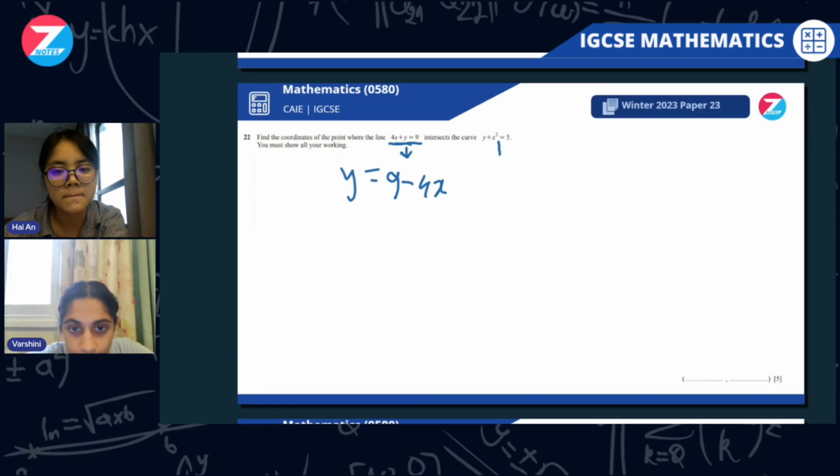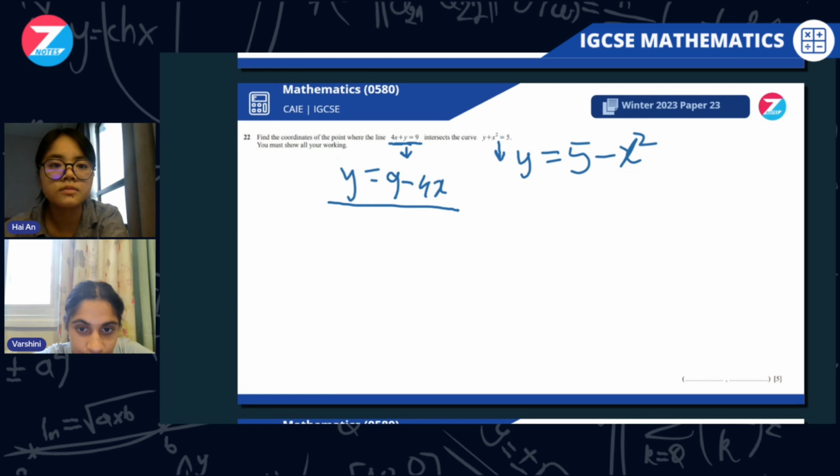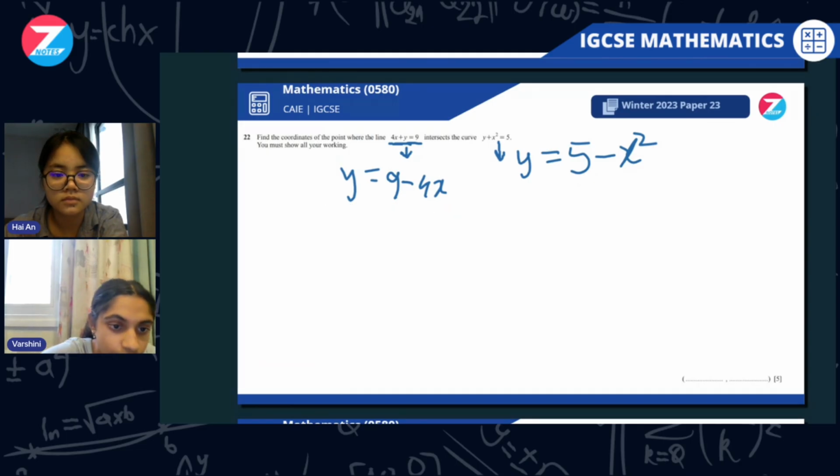For the other one, to make y the subject, we move x squared to the other side. So y equals 5 minus x squared. Now that we have two equations for y, we can equate them, because they're both equal to the same thing. So 9 minus 4x equals 5 minus x squared.